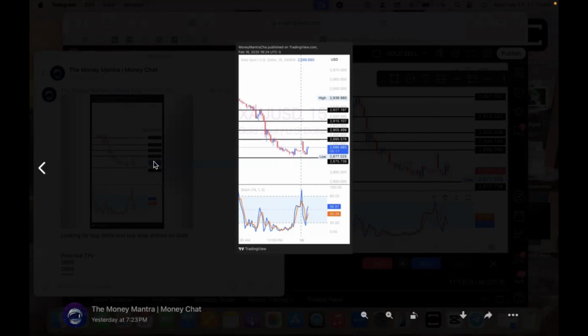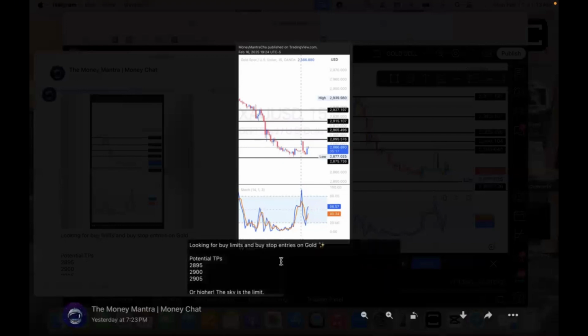Now, in today's quick video, we're going to be doing a trade breakdown. This is where I go in and backtest or analyze a trade that I posted for the week for some of the people that I am mentoring. Now, this trade was posted on February 16th, 2025, around 7:25 p.m. It was a Sunday, and we were looking at gold.